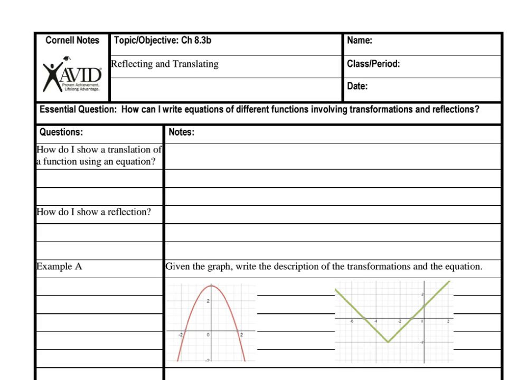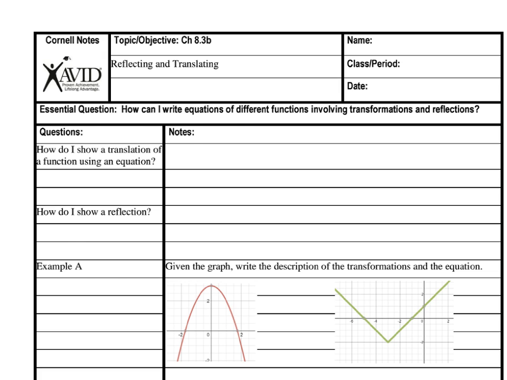This is lesson 8.3b, Reflecting and Translating. Our essential question for today: how can I write equations of different functions involving transformations and reflections? Our first question is, how do I show a translation of a function using an equation?